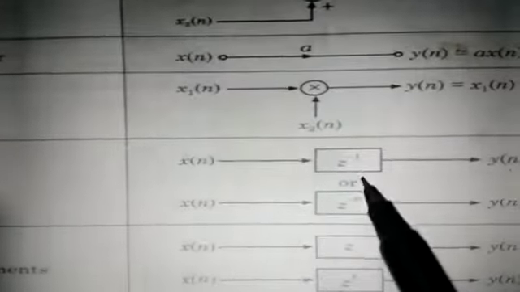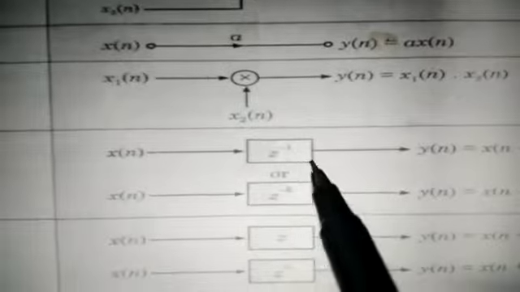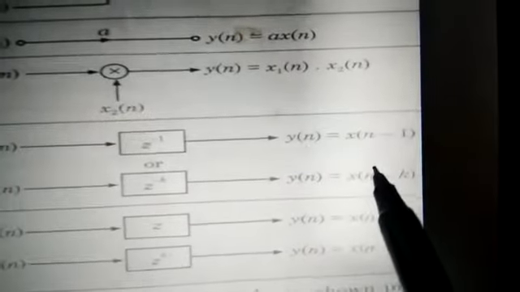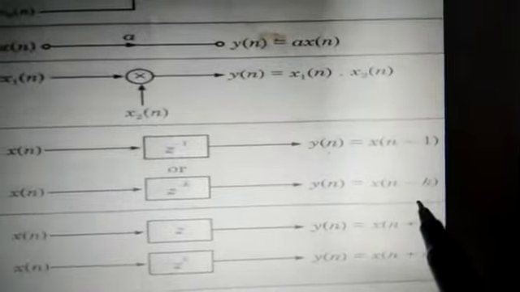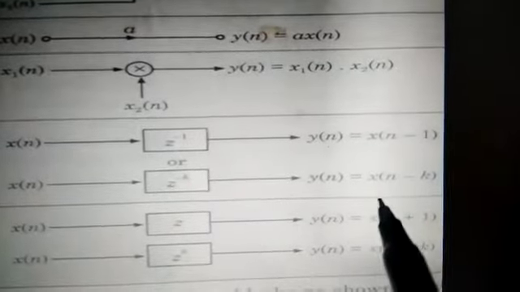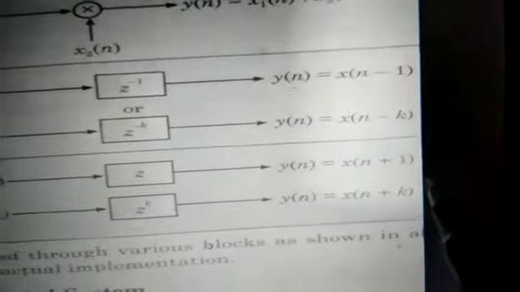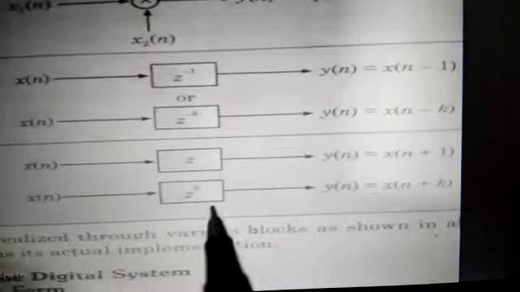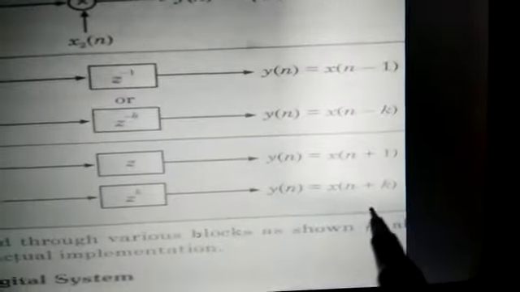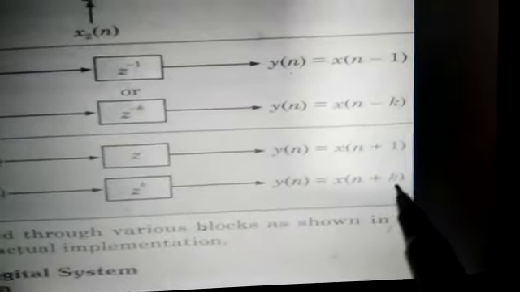Similarly, delay elements, you can represent z inverse as a unit delay element, and this is x of n minus 1. You can represent z to the power minus k for x of n minus k, delayed by k samples. And time advance element can be represented by z. y of n is equal to x of n plus 1, that is advance by one sample. Similarly, z to the power k, that is x of n plus k, advance by k samples. So these representations are used in the structures.